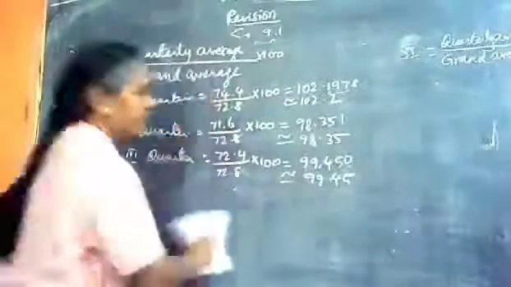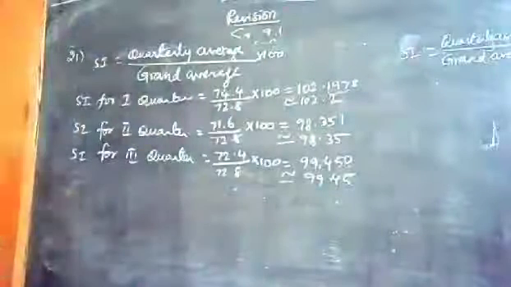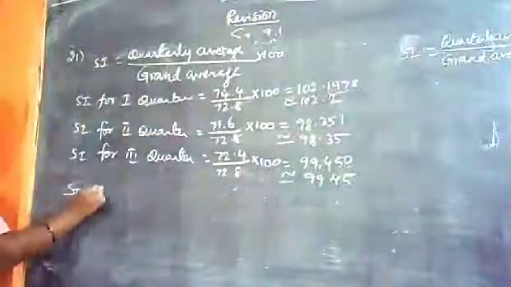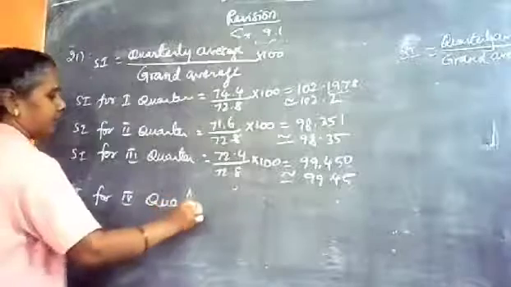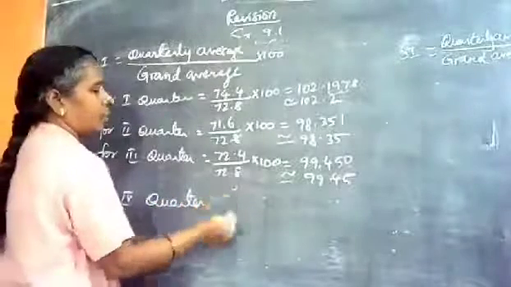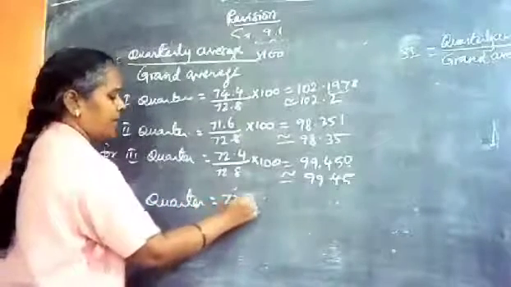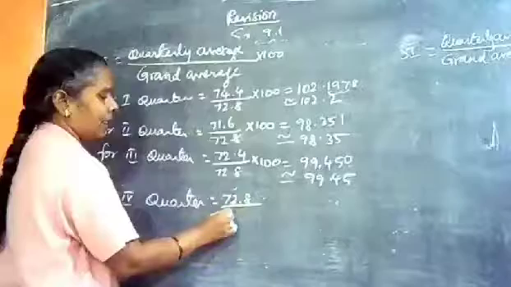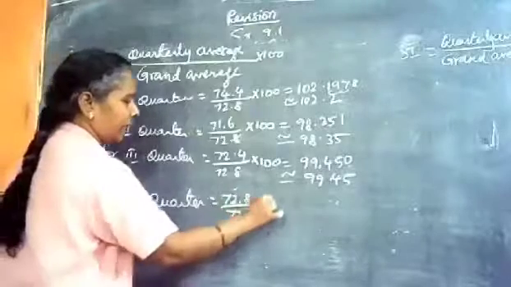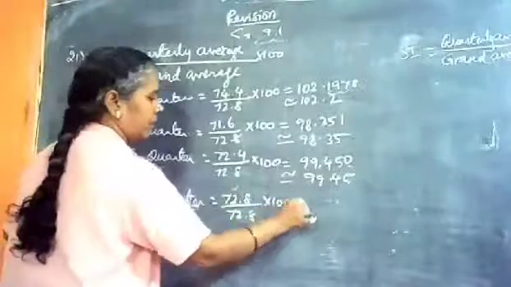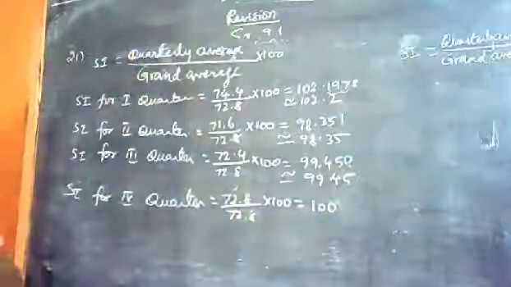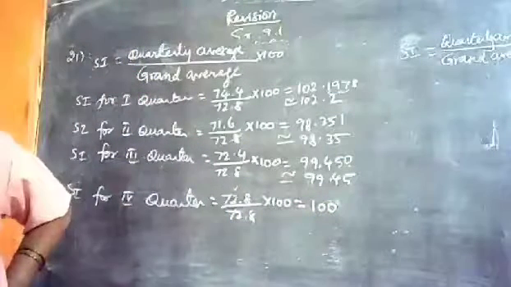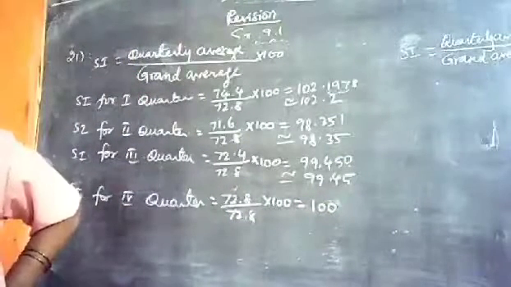Both 72.8. Let's say for the fourth quarter. Fourth quarter average is 72.8. Grand average is also 72.8, into 100. So the answer is 100. Okay. Is it clear? Yes, miss. Okay.